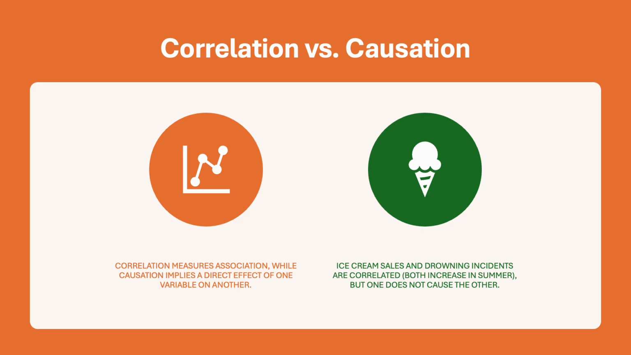Causation, on the other hand, means one event directly leads to another. For instance, smoking causes lung cancer because scientific studies have shown a direct biological link. Understanding the difference is vital. If we assume correlation means causation, we might make poor decisions like banning ice cream to reduce drownings. Causal inference helps us avoid such mistakes by testing whether a true cause and effect relationship exists. So, just to reiterate, correlation measures association while causation implies a direct effect of one variable on another.